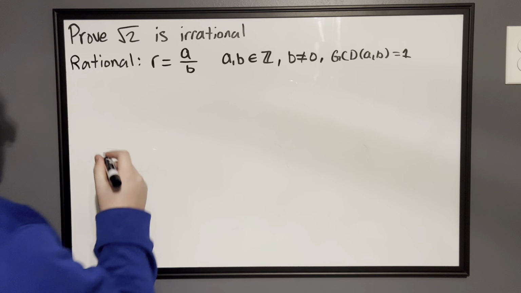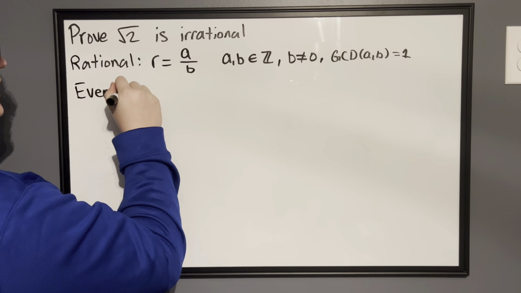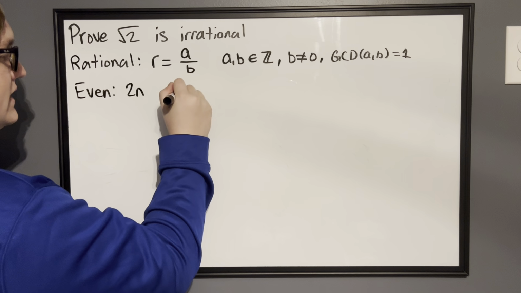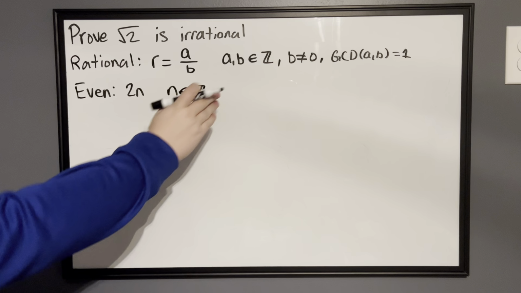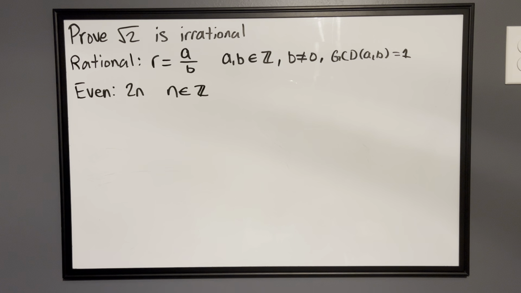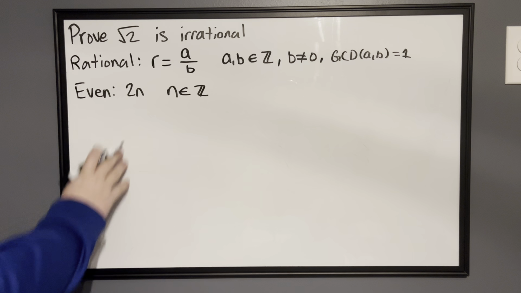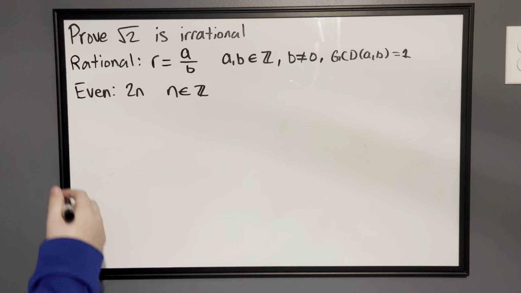And the other thing I want to define is an even number. Any even number can be expressed as 2n as long as n is in the integers. So the same notation I'm using right here, n is in the set of integers. So any even number can be expressed that way. So now that we have this out of the way, we can go ahead and start on our proof.